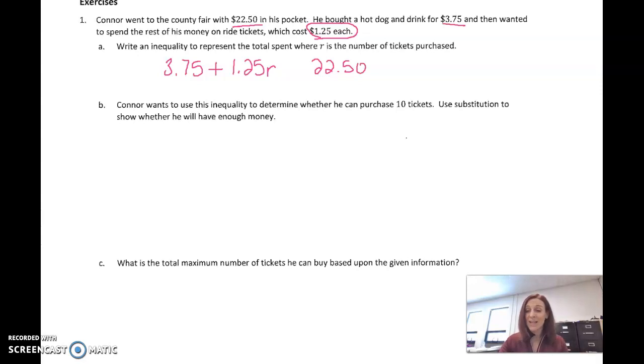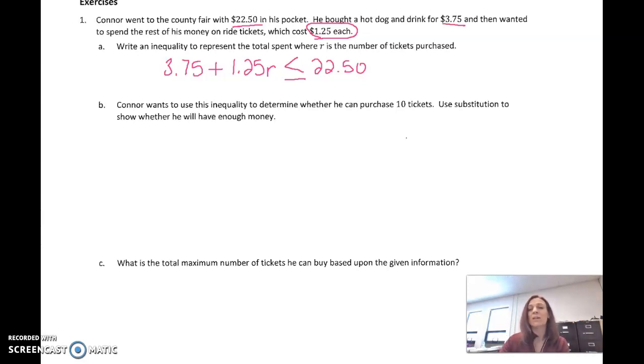Now, he doesn't have to spend that $22.50, but he can't spend more, right? So he needs to spend less than that. Can he spend what's equal to it? Can he spend exactly $22.50? Sure. So we're going to put an equality sign there, okay? So again, I know this is what he had in his pocket, so that's what I'm trying to work towards. That's our total, and that's why I put that over here.